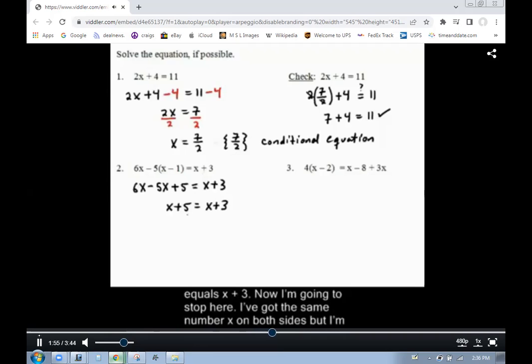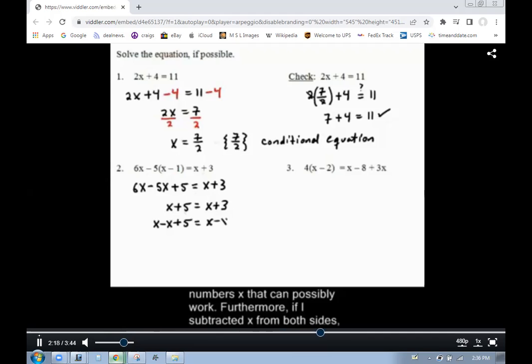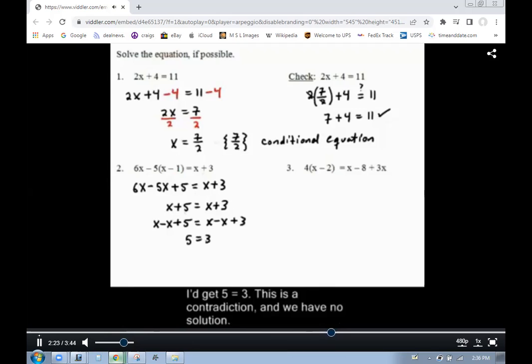Now I'm going to stop here. I've got the same number x on both sides, but I'm adding 2 different numbers to it. So the left and right-hand sides can never be equal. There are no numbers x that can possibly work. Furthermore, if I subtracted x from both sides, I get 5 equals 3. This is a contradiction. And we have no solution.